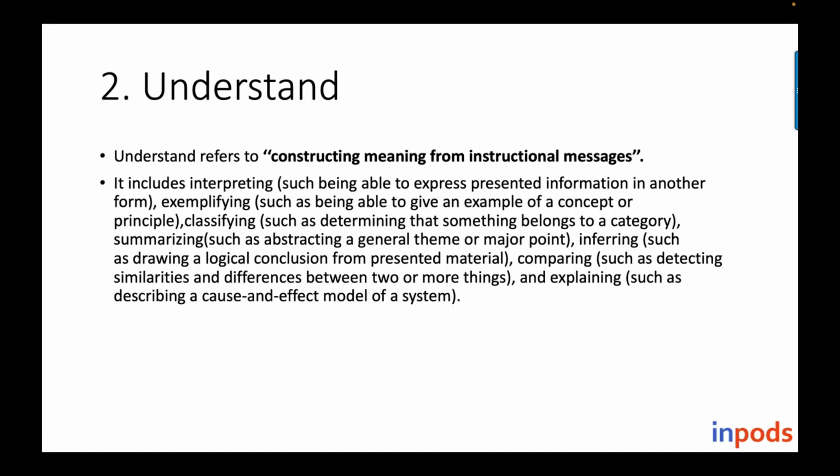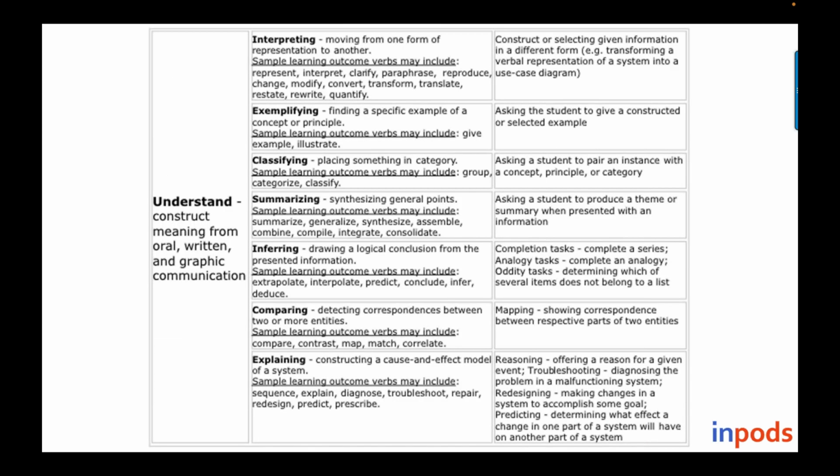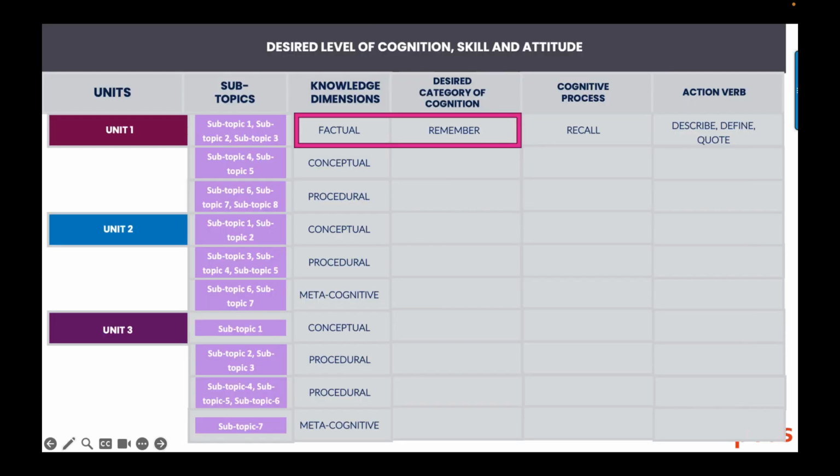Now there are certain subtopics which have to be taken to the understand level. If you recall the PO blueprint, similar to what we have just earlier learned, there are categories of the cognitive processes related to understand also. These are the categories: interpreting, exemplifying, classifying, and suggested methods of assessments are also given here. So action verbs are also there.